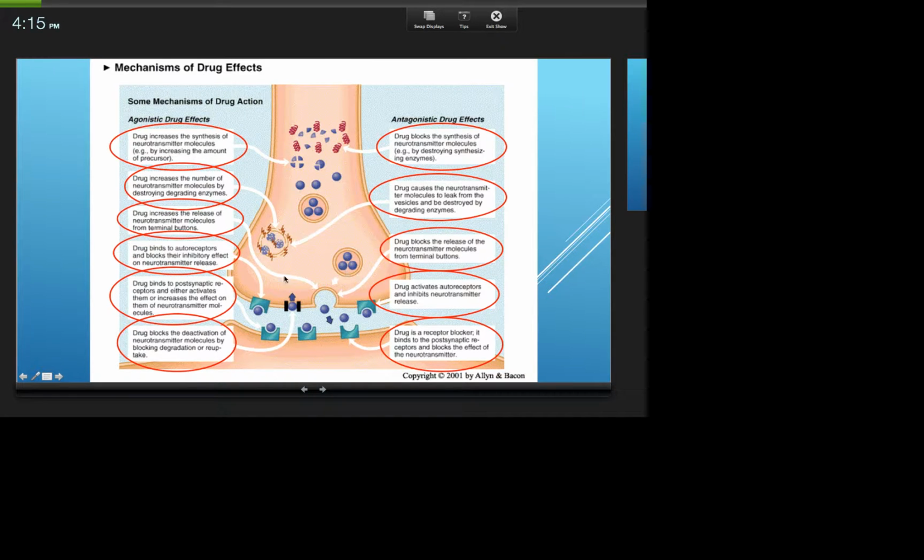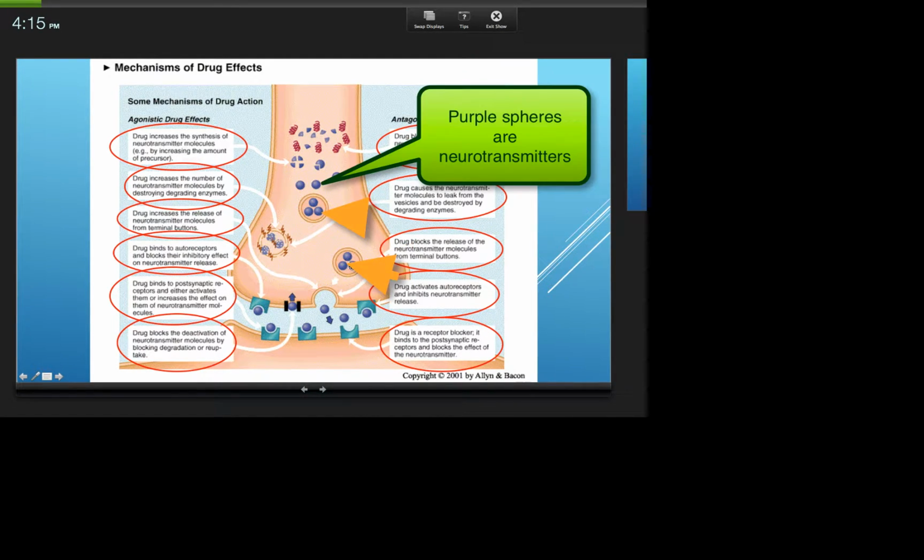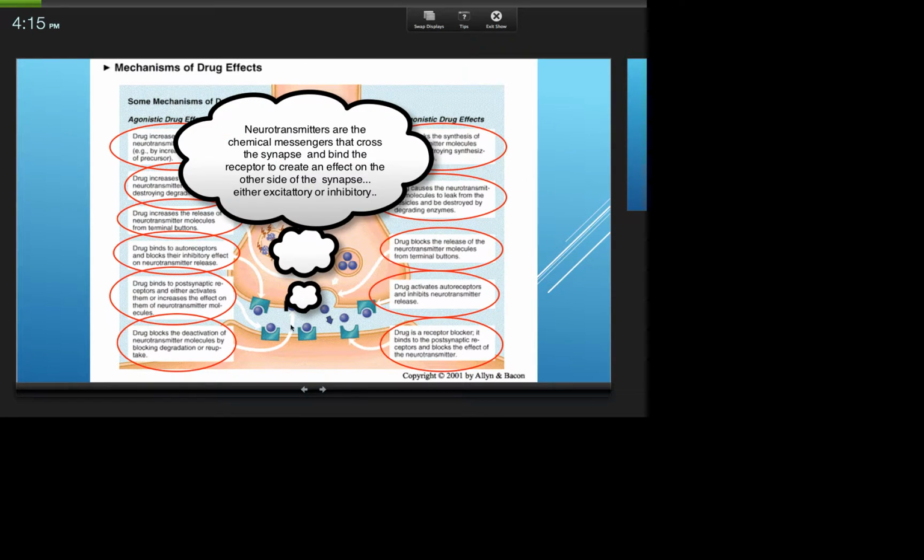Here we have a presynaptic side, postsynaptic side. These are called vesicles. Inside these vesicles are neurotransmitters. So the bottom is postsynaptic, the top is presynaptic. The circles are vesicles, and what's inside is neurotransmitters, like acetylcholine, for instance.